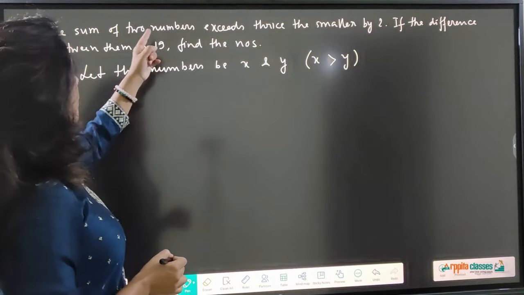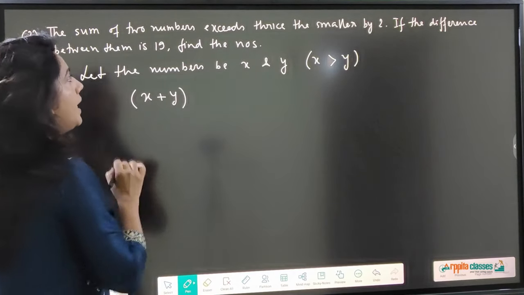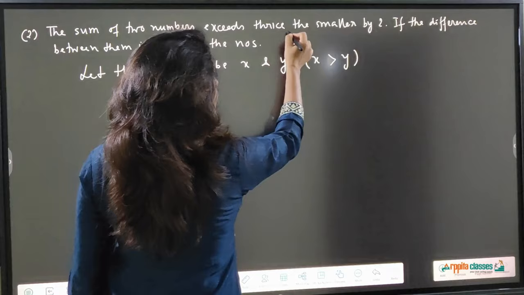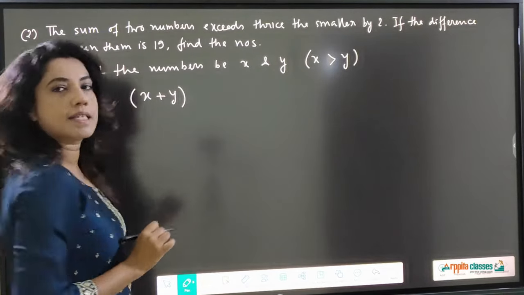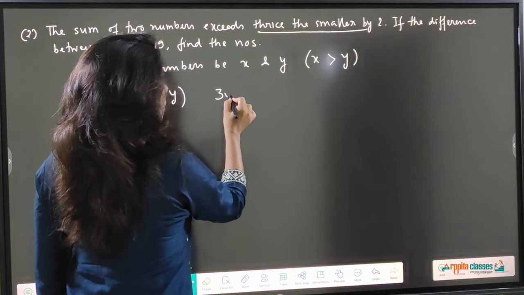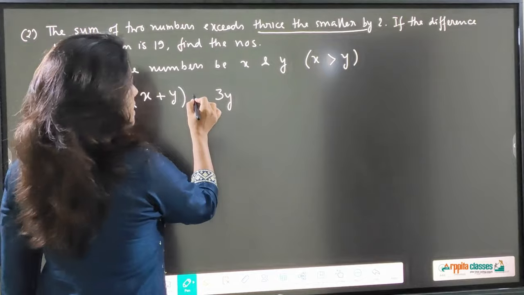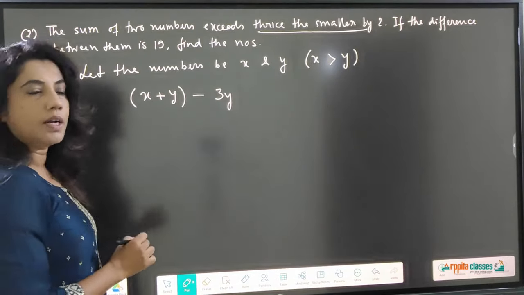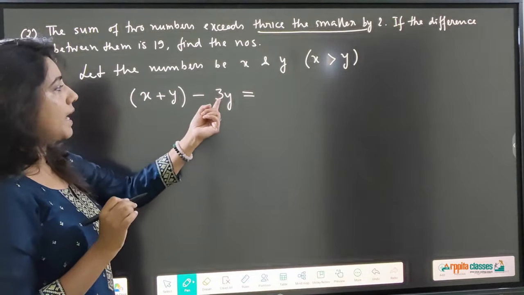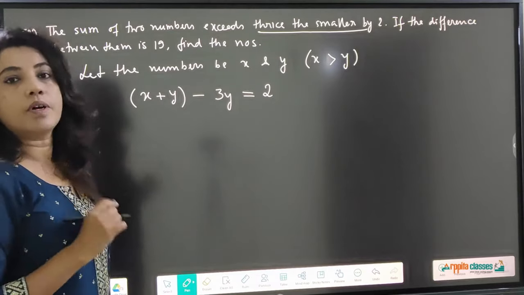Now they are saying sum of the two numbers. Sum of the two numbers means x plus y. Exceeds means it is more. More than what? More than thrice the smaller number. I considered y as the smaller number. So thrice the smaller number is 3y. So they are saying sum of the numbers exceeds thrice the smaller number by 2. So we'll write 2 over here. This is my first equation.